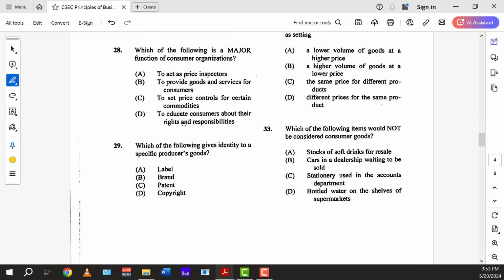28. Which of the following is a major function of consumer organizations? A, to act as price inspectors. B, to provide goods and services for consumers. Or C, to set price control for certain commodities. Or D, to educate consumers about their rights and responsibilities. The answer is D. Something off with this paper, boy. Too many of them end up being this so far.